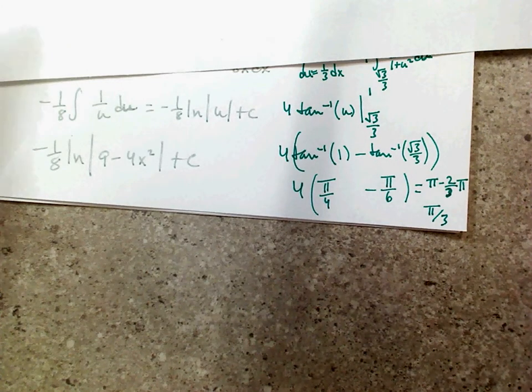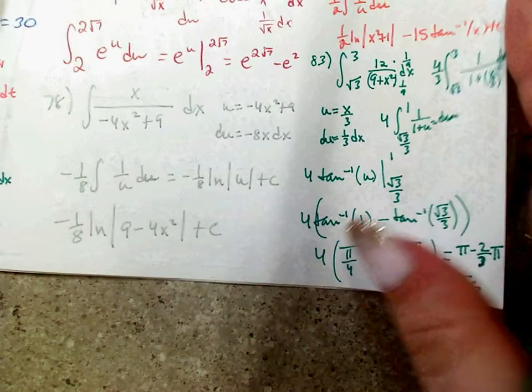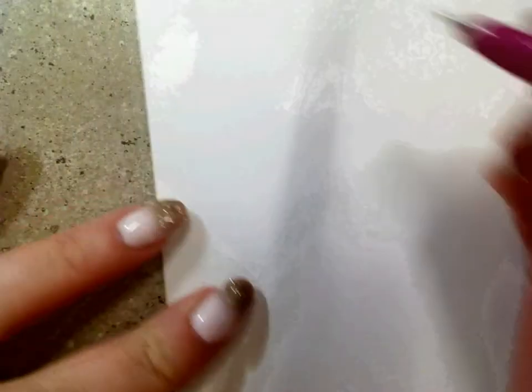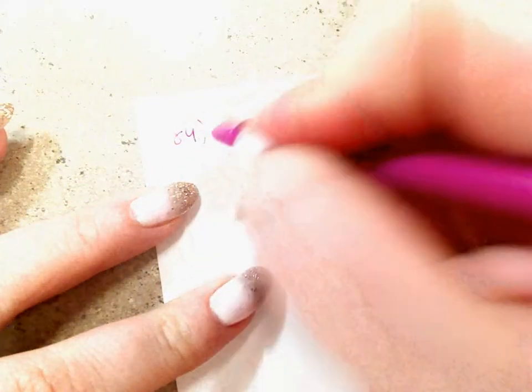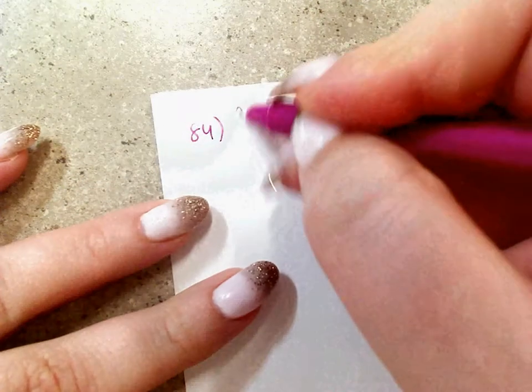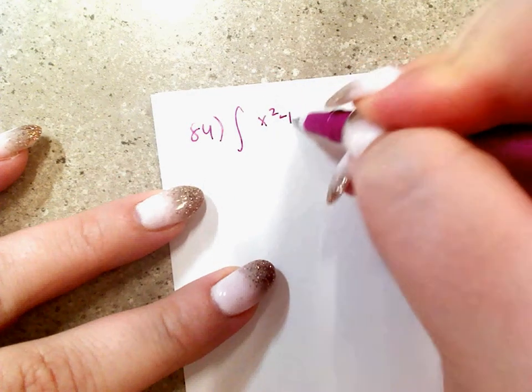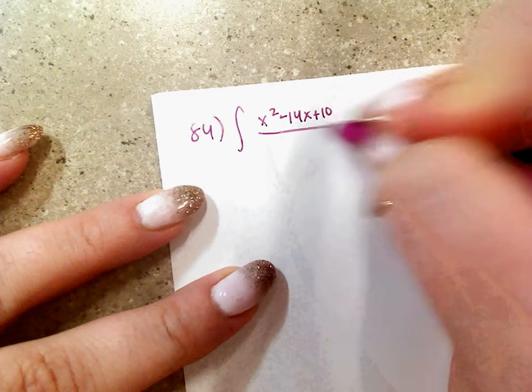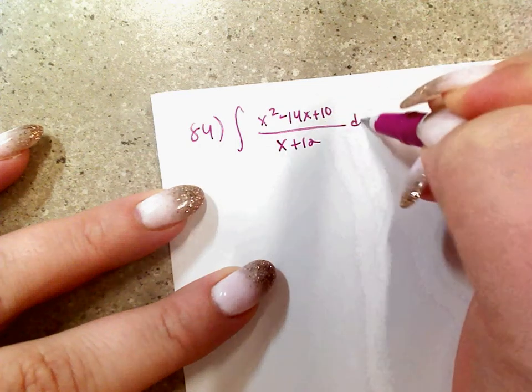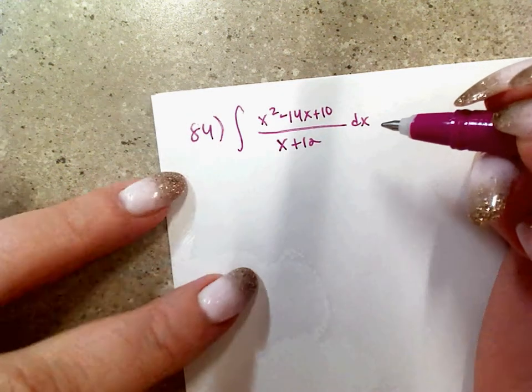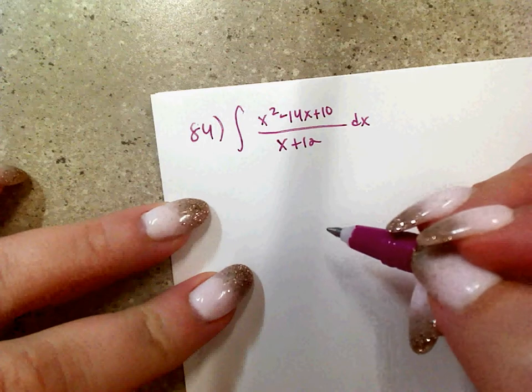84. So 84 says find the integral of x squared minus 14x plus 10 over x plus 12 dx. I think we're going to need to do long division here, or synthetic division, but whatever.